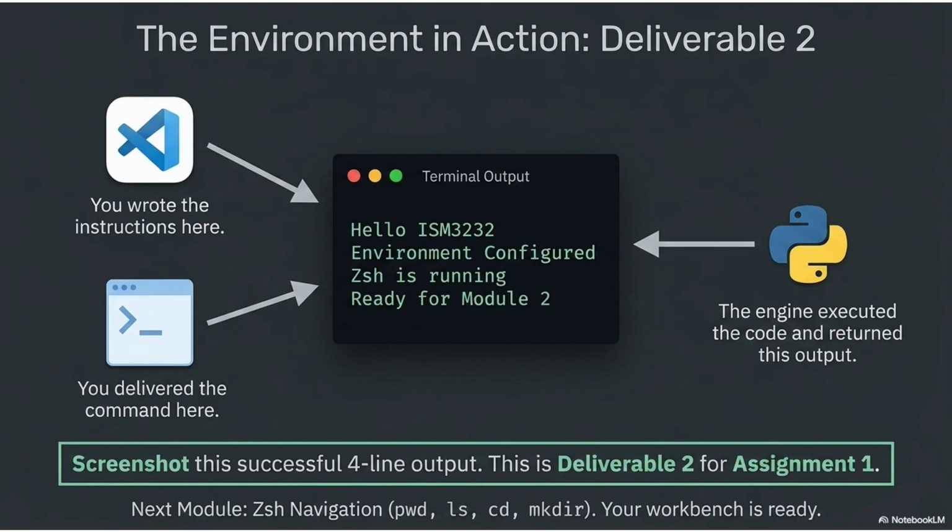The Python snake logo confirming Python executed the script. Git confirming version tracking is active. Screenshot this successful 4-line output. This is deliverable 2 for assignment 1.